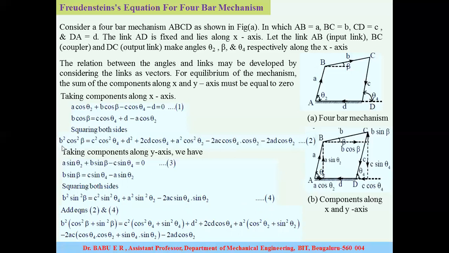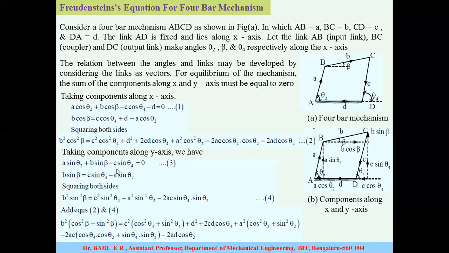So on the left-hand side we have b square cos square beta and b square sin square beta. So I can take b square outside. In the bracket we can write cos square beta plus sin square beta, which is equal to, here we have c square cos square theta 4 and here also we have c square sin square theta 4. So I can take c square outside.